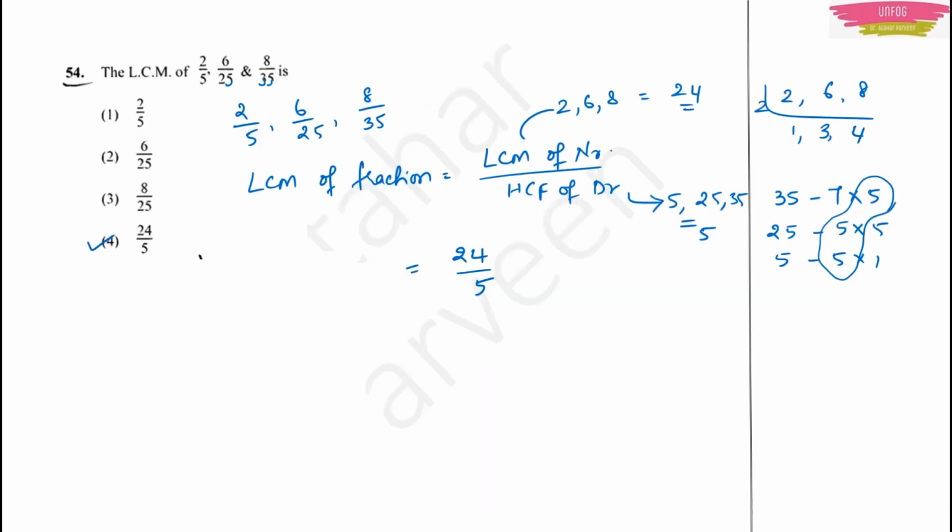Actually, the same type of question was asked in the 2015 HSTR question paper. The LCM of 2 by 5, 6 by 25 and 8 by 35 is. There also I used the same formula: LCM of fraction is equal to LCM of numerator upon HCF of denominator. Then I solved this sum. Here I also showed you how to find the LCM and HCF.